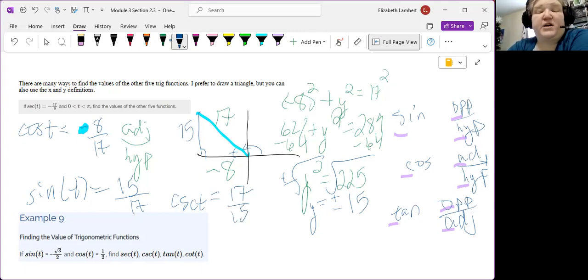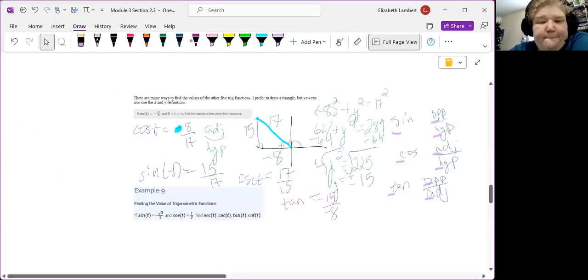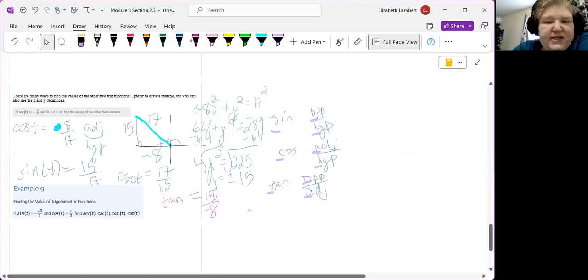And then we just have our tangents. So you can do the sine over the cosine, but you can also, looking at the angle, do opposite over adjacent. So in this case, that's 15 over -8 without having to write the full fraction and cancel anything. And then likewise, the cotangent is just the reciprocal, -8 over 15.